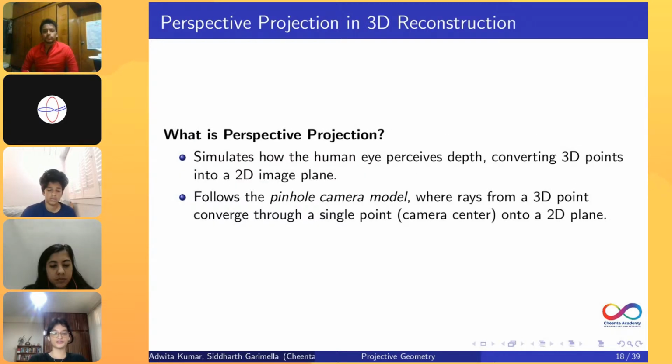Perspective projection and 3D reconstruction. So what is perspective projection? It simulates how the human eye perceives depth, converting 3D points into a 2D image plane. It follows the pinhole camera model, where rays from a 3D point converge through a single point, the camera center, onto a 2D plane.